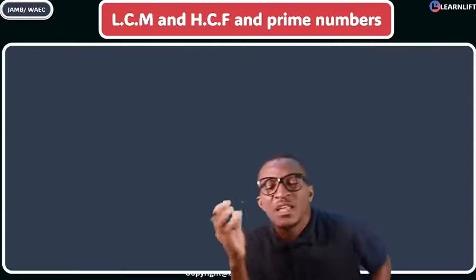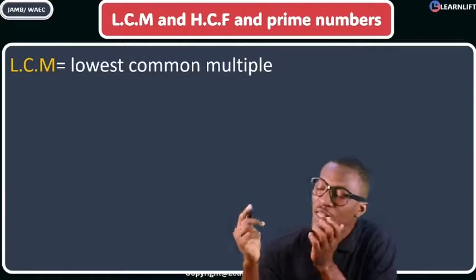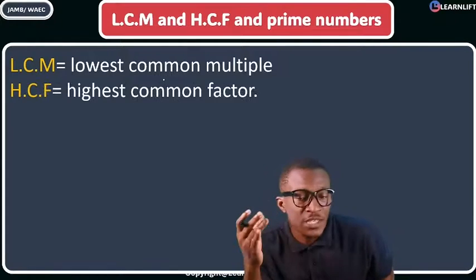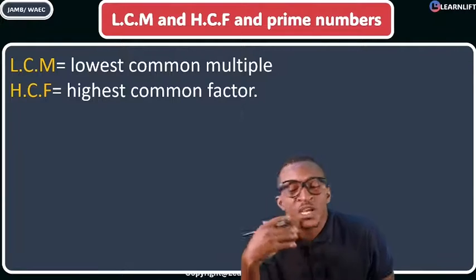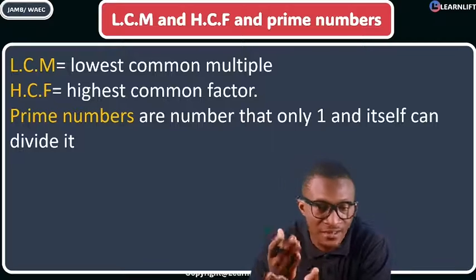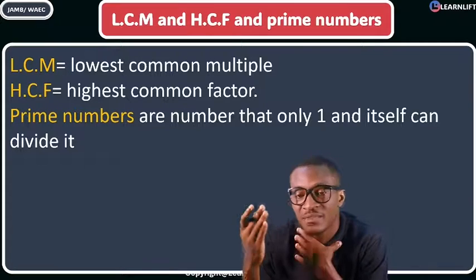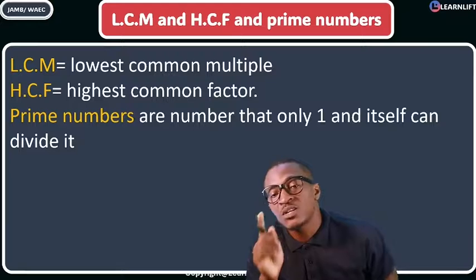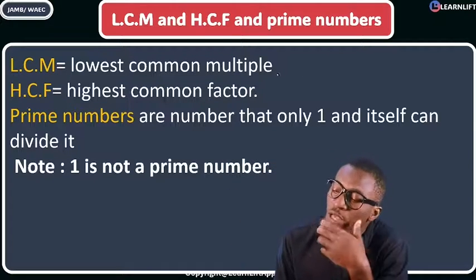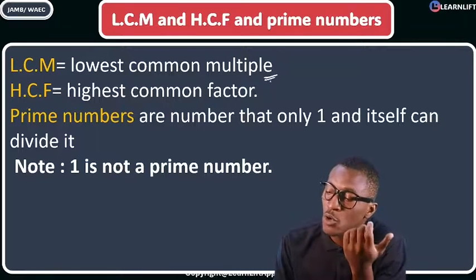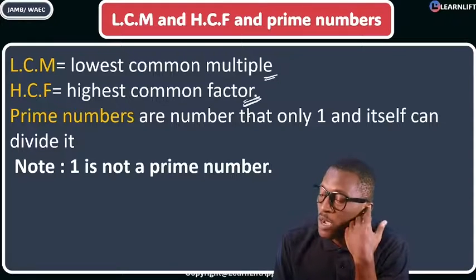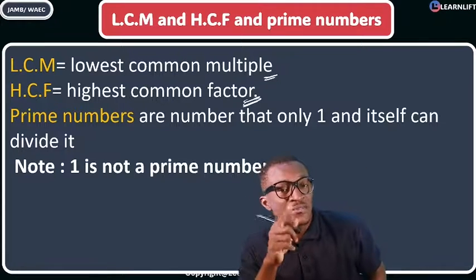Now, let's start with the first guy, LCM. The word LCM means lowest common multiple. The word HCF is called your highest common factor. And what are prime numbers? Prime numbers are numbers that only 1 and itself can divide. Take note that 1 itself is not a prime number. So your LCM is the lowest common multiple, your HCF is your highest common factor, and prime numbers are numbers that only 1 and itself can divide.